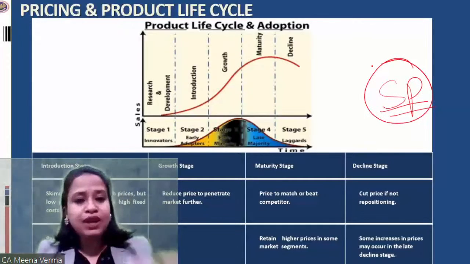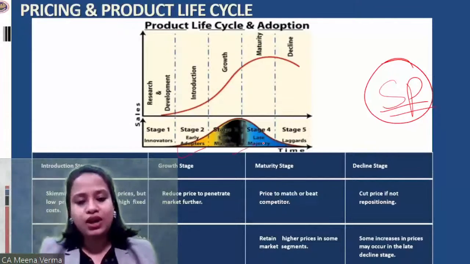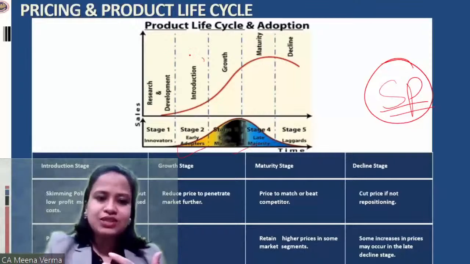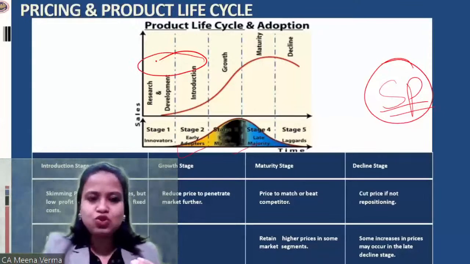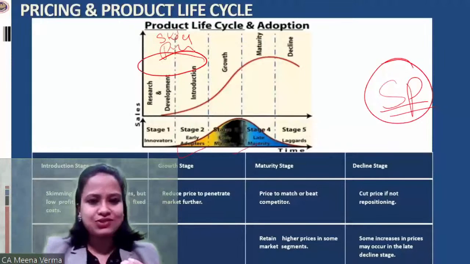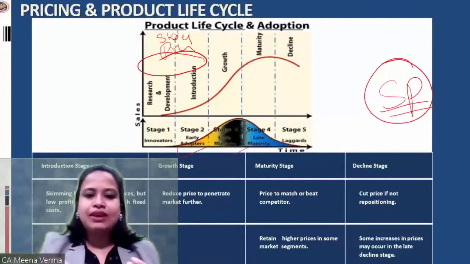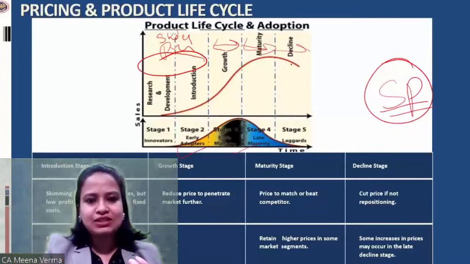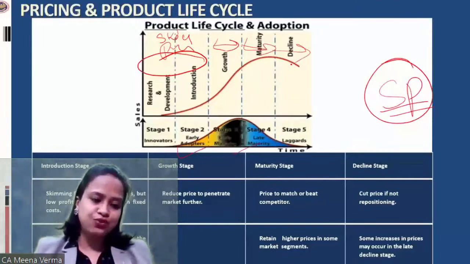Selling price may vary with the stages of your product life cycle. For example, at the introduction stage, you can follow a skimming pricing strategy or a penetration pricing strategy, any of them. Then the strategy will vary at this stage, then at this stage, then at this stage. This pricing strategy will vary.